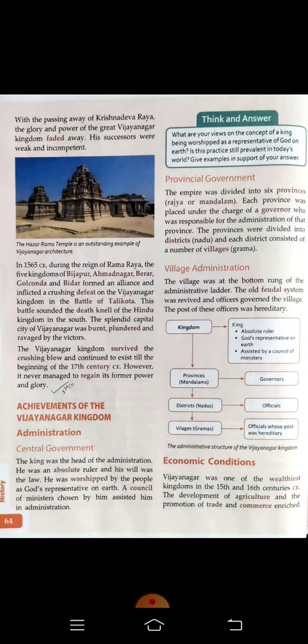The Vijayanagara kingdom survived the crushing blow and continued to exist till the beginning of the 17th century CE. However, it never managed to regain its former power and glory. So these kingdoms, as they came out of this kingdom, became very weak. Lots of loss was there. The revenue also decreased, and they lost their glory also. But this kingdom was still existing till the 17th century.